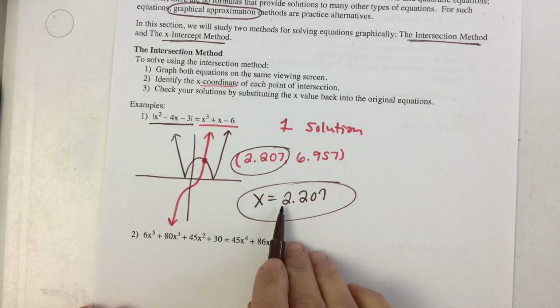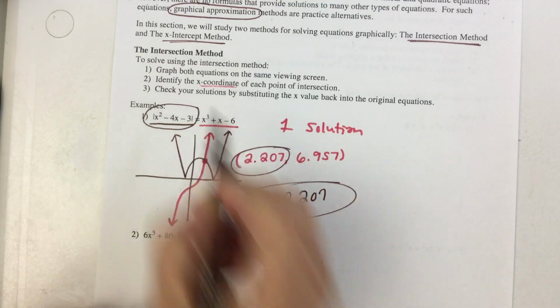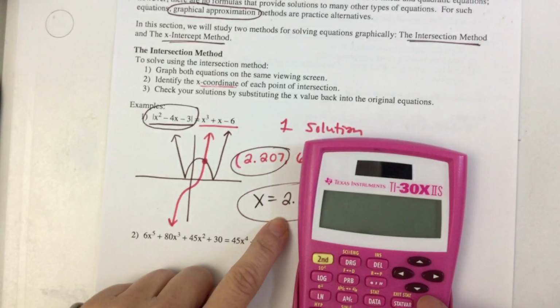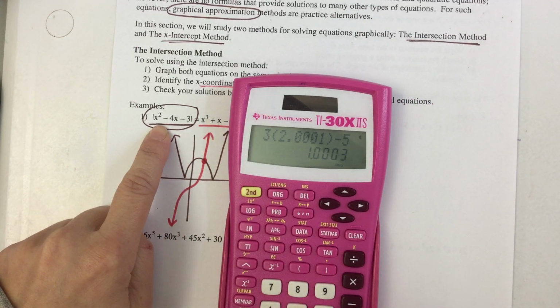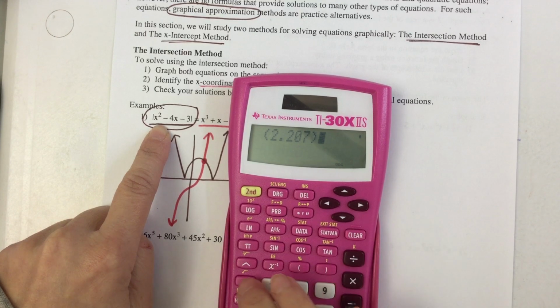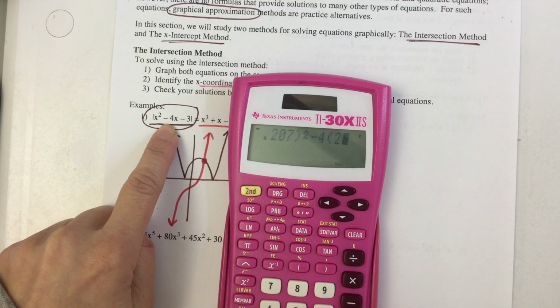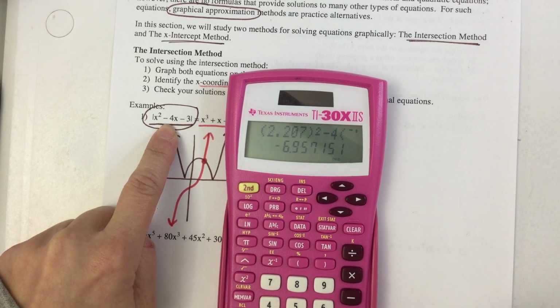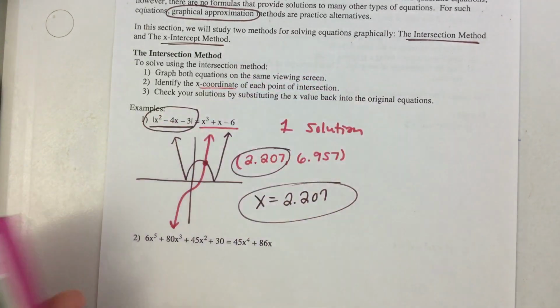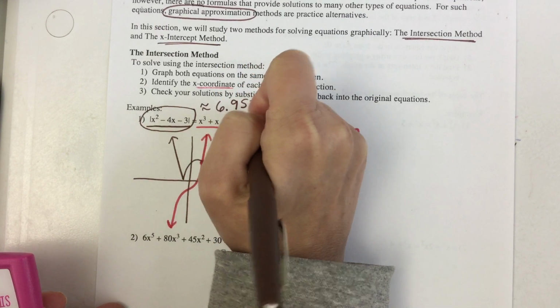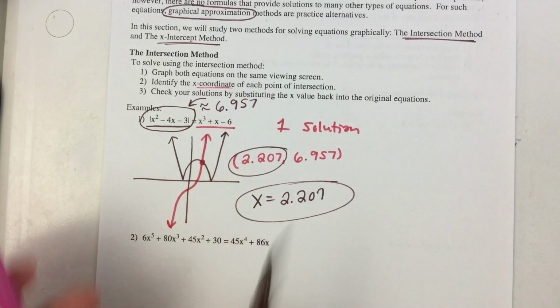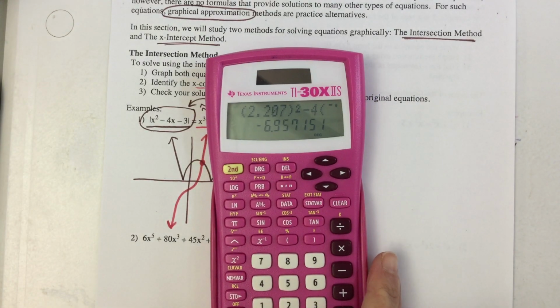And what that means is if I go to this side, and we will just for this one, if I go ahead and I put 2.207, the x value in this side, 2.207 to the power of 2 minus 4 times 2.207 minus 3. I end up with negative 6.957, okay, so approximate. It is inside of an absolute value, so when I put that in there, it's approximately positive 6.957.